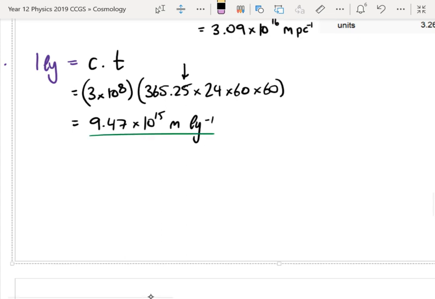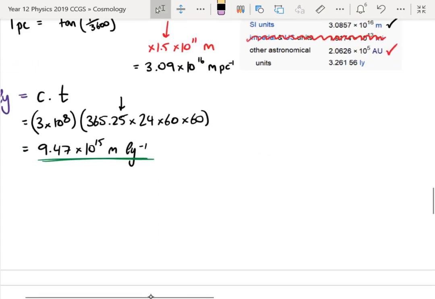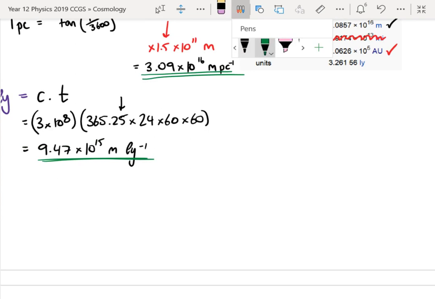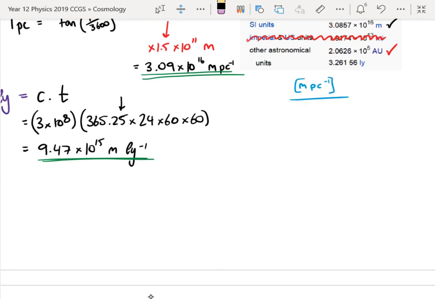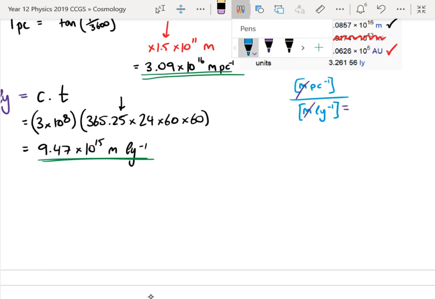Now, here's where my friend dimensional analysis comes in, because we have meters per parsec and meters per light year, but we want light years for every parsec. So let's quickly look at dimensional analysis. We've got meters per parsec, and if I divide by meters per light year, then we would get an inverse of an inverse, and we would get light years per parsec, or how many light years for every parsec of distance. So I'm going to use that one.